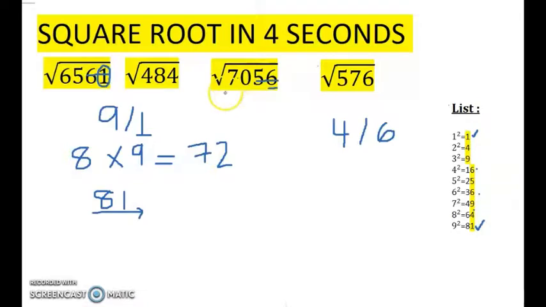Now, our next number is 70, because we have two numbers left over. 70 falls between 81 and 64. 70 is greater than 64 but less than 81, so we'll be using 64, which the corresponding square root is 8.